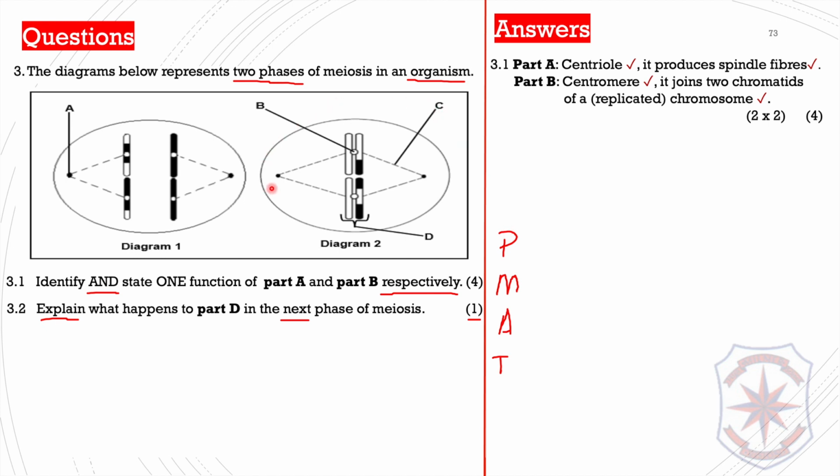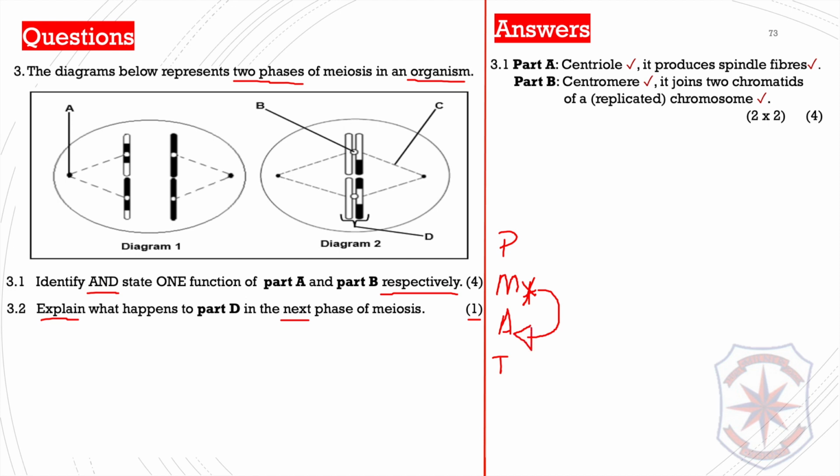I'm sure we can agree that this cell is showing metaphase 1 because individual chromosomes are lined at the equator, okay? So this is where we are so far. So diagram 2 is showing metaphase 2, okay? It is showing metaphase 2. Therefore, the next phase of meiosis would be anaphase 2.